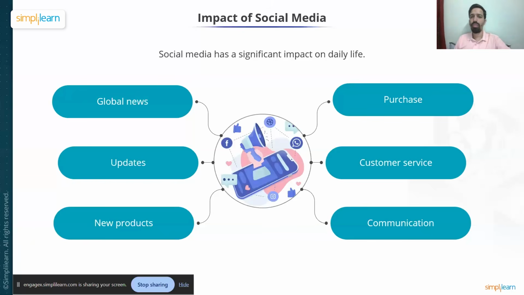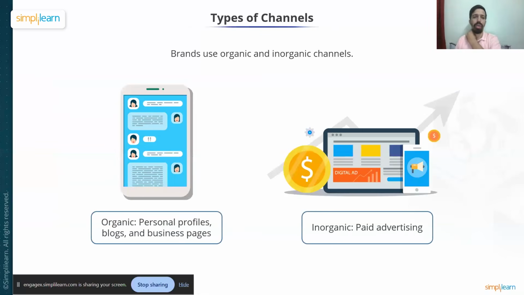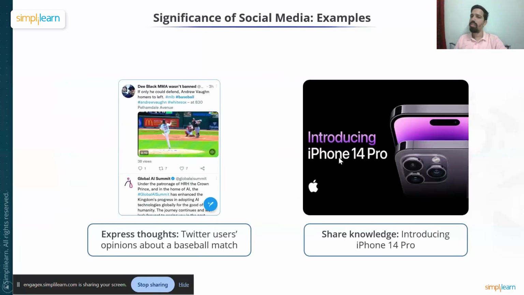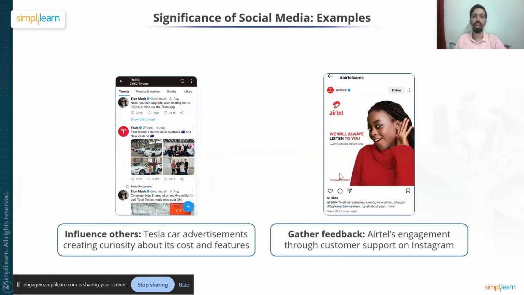Some of the disadvantages, obviously, can be global news. Okay. And it's quite a complicated thing. So you can have some organic personal portfolios and blogs, and then inorganic, which is totally paid advertisement. Okay. Some of the significance: you can express your thoughts, free to talk, sharing knowledge, your subjects, influencing others, obviously doing it, and gathering feedback as well. Some significance examples have been mentioned. You can definitely go through them. Like the introduction of the iPhone 14 through the apps and all. And then obviously Airtel is always in and out.